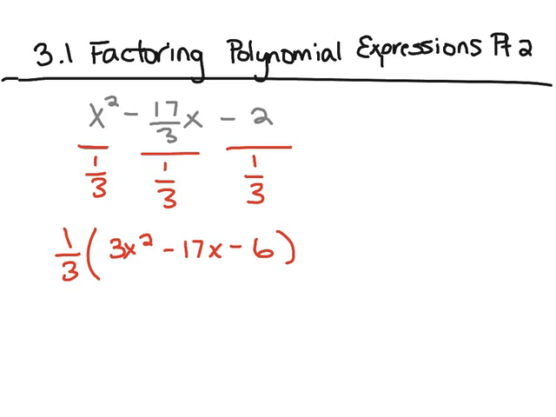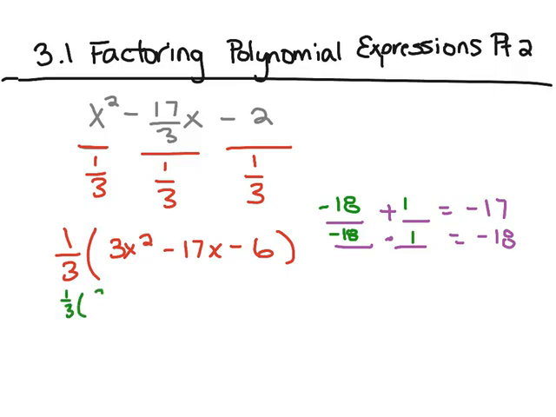So now we have our polynomial. There's no common factors, so blank plus blank equals negative 17, and blank times blank equals negative 18. So we need to find two numbers, and our two numbers are going to be negative 18 and positive 1. So we have 1 over 3, 3x squared, minus 18x, plus 1x, minus 6.